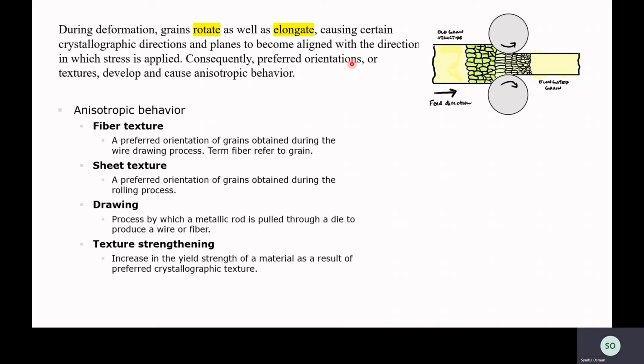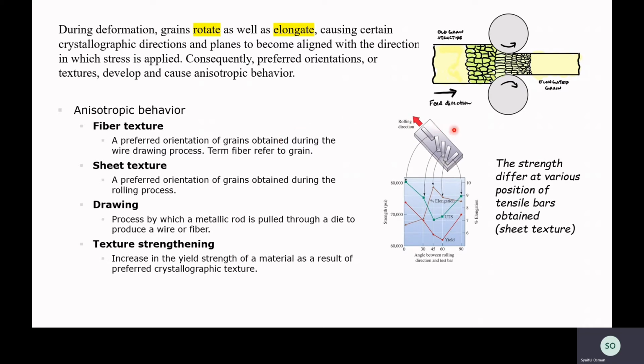In a process such as wire drawing and extrusion, a fiber texture is produced. A fiber texture is a preferred orientation of grains obtained during the wire drawing process, and the term fiber here refers to grain. In sheet texture, the property of rolled plate depends on the direction in which we apply the measurement. For example, we can see here the strength of a plate differs at various positions of the tensile bar, depending on where the tensile bar specimen was obtained in this plate. And the strengthening that occurs by development of anisotropy or of a texture is known as texture strengthening.